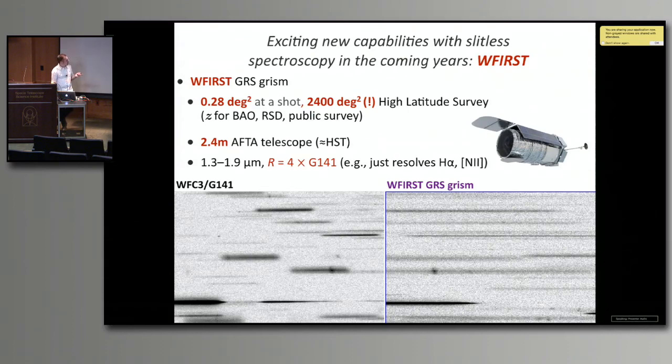It's going to have a very large field of view, 0.28 square degrees, which is going to cover a total of 2,400 square degrees. I've been talking about square arcminutes, of order unity square arcminute observations for Hubble and James Webb. This is going to be thousands of times larger, with a telescope about the size of Hubble, and a resolution intermediate between the Hubble grisms and the NIRCam grism. So it's about 4 times that of G141.